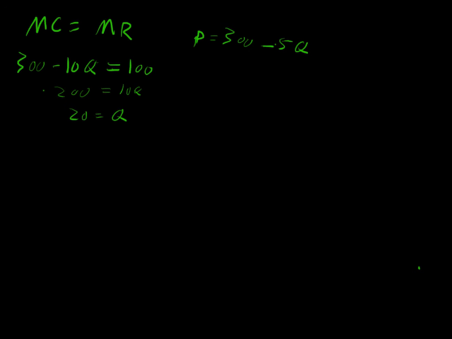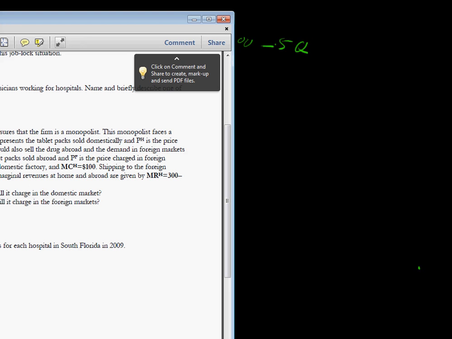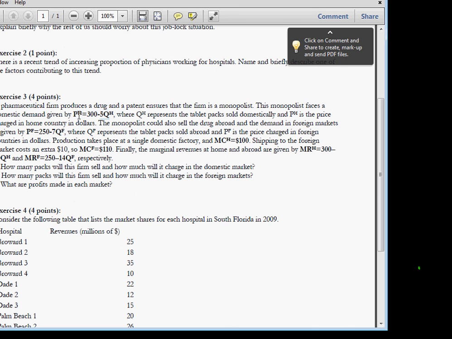So basically I believe this is a demand curve. Let me take a look at it again. It faces a domestic demand curve, that's right. So then you know that for a given quantity Q, you're going to receive a price from the market at P.